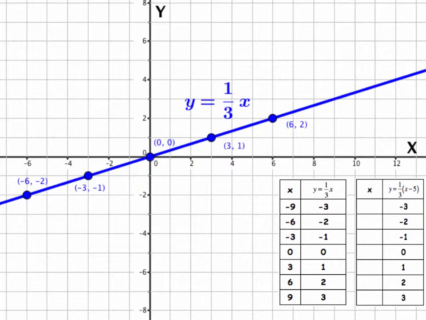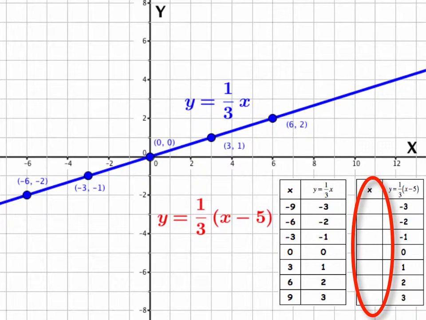What I'd like you to do is take a moment to pause the video and please graph the new equation and make a table of values for y equals 1/3 times the quantity x minus 5. Again, please do so by substituting in a variety of x values and finding their corresponding y values.